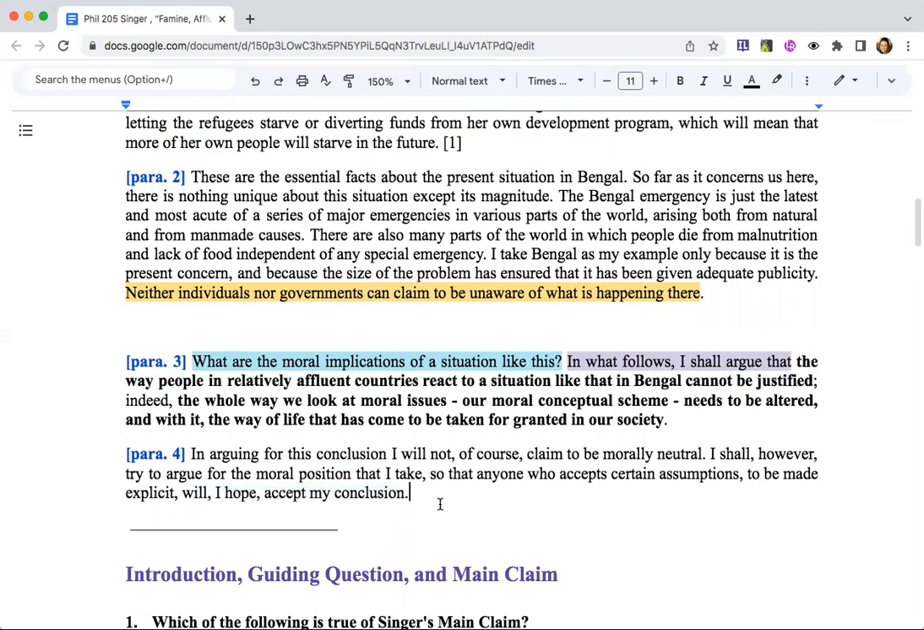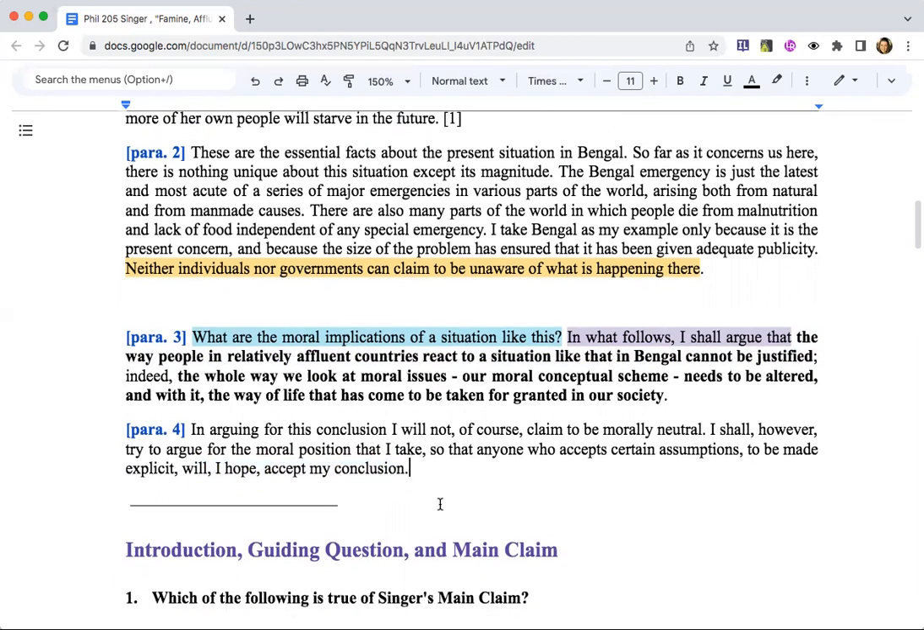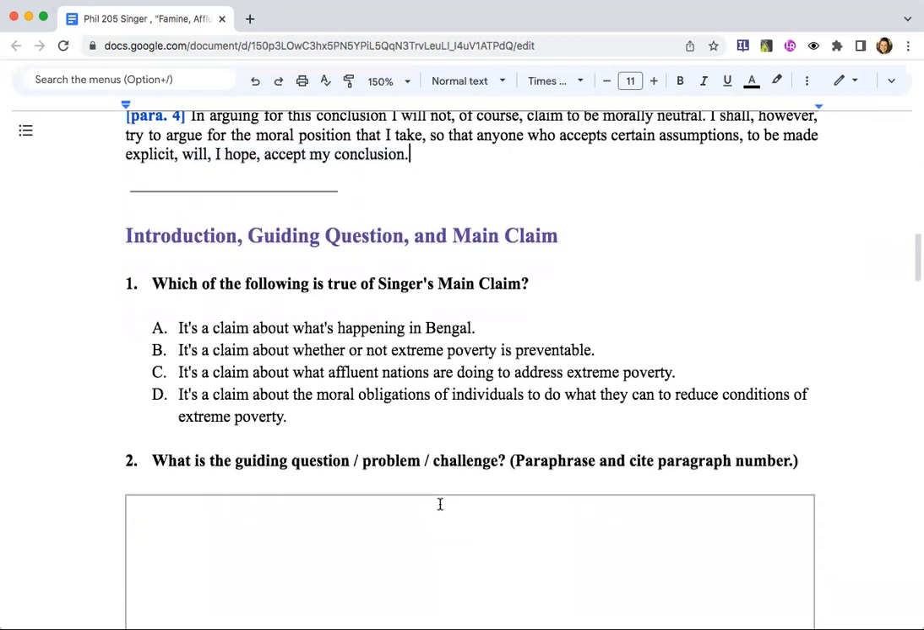Okay, let's pause and answer a few questions together. What is Singer's main claim? Which of the following are true? Is it a claim about what's happening in Bengal? Is it a claim about whether or not extreme poverty is preventable? Is it a claim about what affluent nations are doing or not doing to address extreme poverty? Or is it a claim about the moral obligations of individuals to do what they can to reduce conditions of extreme poverty?